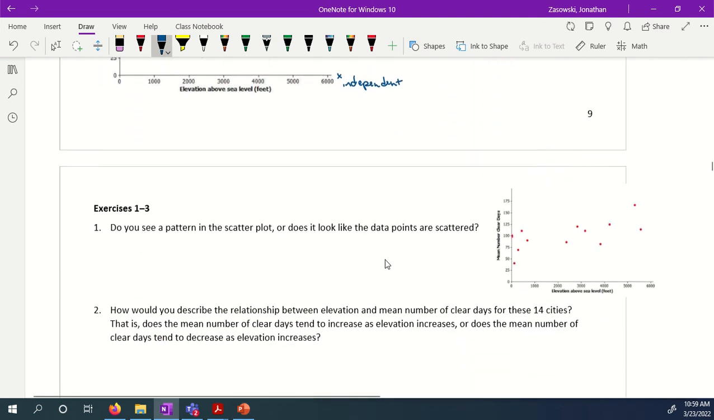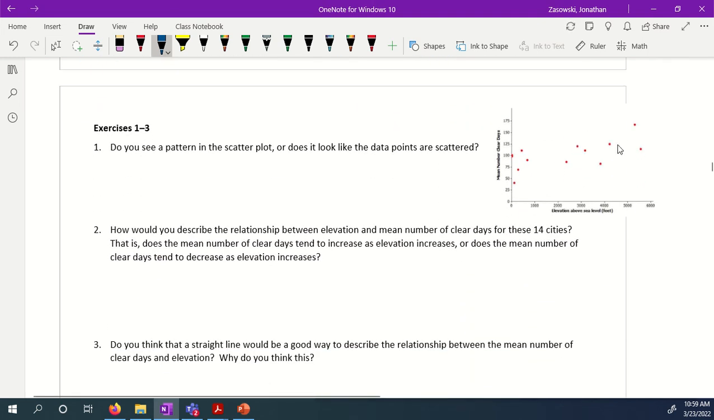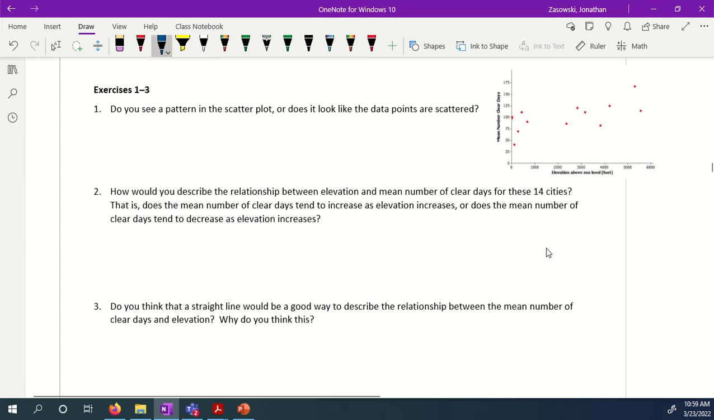Let's take a look at page 10 here. I've cut the graph from page 9 onto page 10. The first question is, do you see a pattern in the scatter plot? When you look at the dots, do they tend to form some sort of pattern? I would tend to say yes, there is some sort of a pattern. You can see that they're sort of bunched together, and they're sort of increasing as they go from left to right. That's the pattern that's being formed. And it says, are the points scattered?